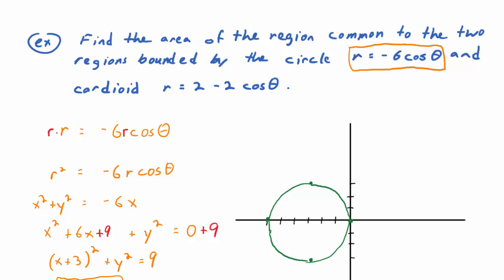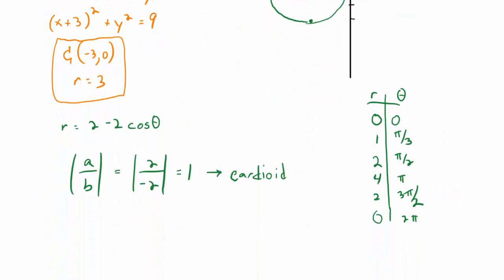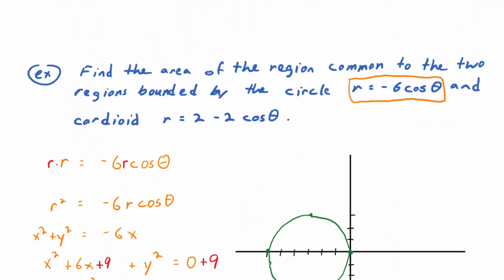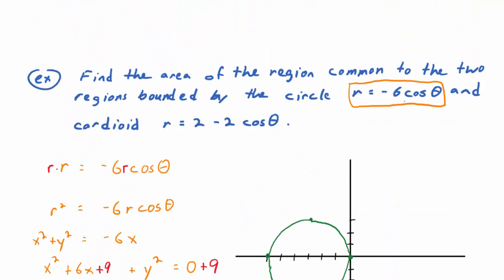Oftentimes, when you want to find the area of the region common to two curves, you're going to need to find the point of intersection, just like with rectangular coordinates. So let's go ahead and do that now before I graph it. So we have r equals negative 6 cosine theta, and r equals 2 minus 2 cosine theta. How do we find the point of intersection? Set the right sides equal.